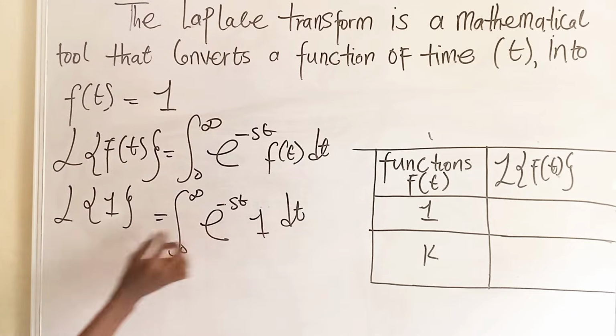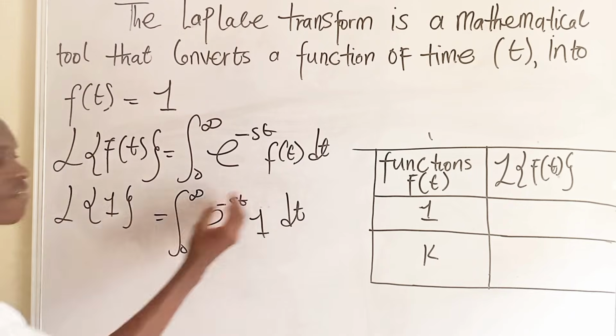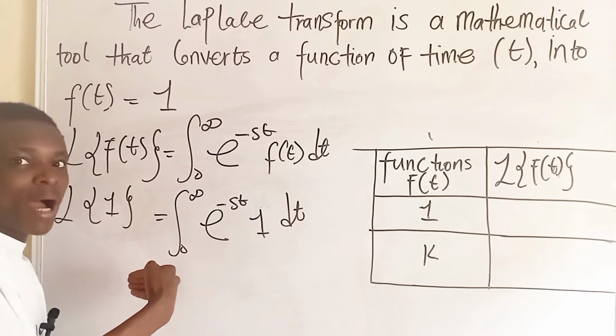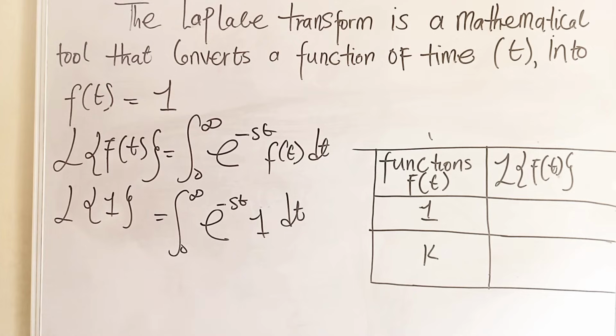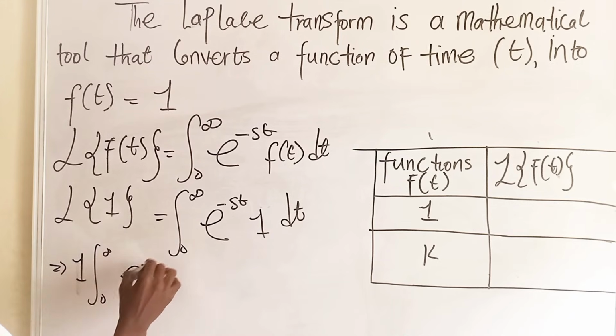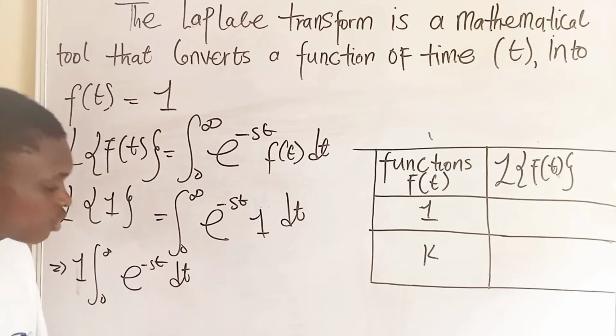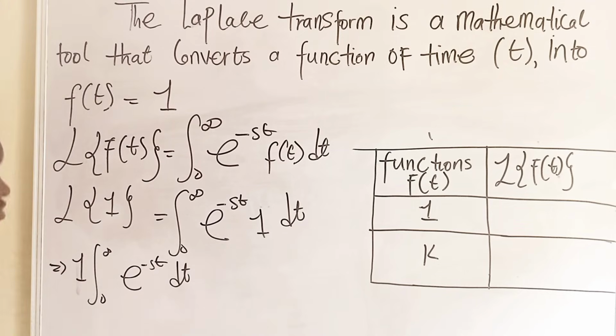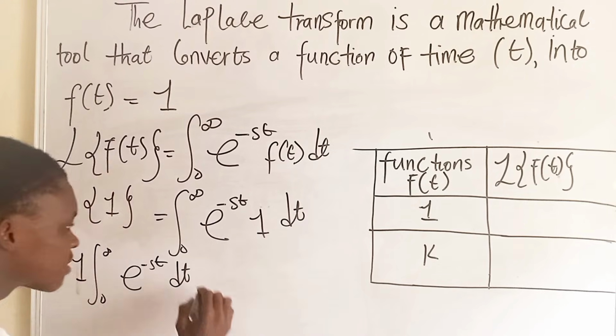We have to bring this constant outside the integral. Whenever a constant is inside the integral, you bring the number outside in front of the integral. So we have 1 multiplied by the integral from 0 to infinity of exponential negative st dt. Next, we are going to integrate. If we integrate this with normal integration, we'll have that.